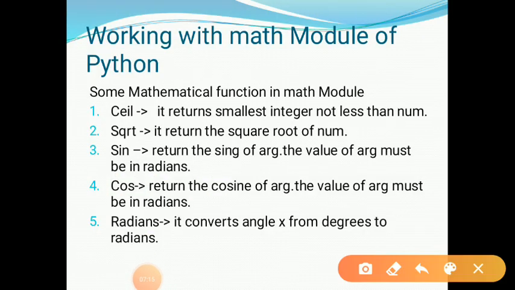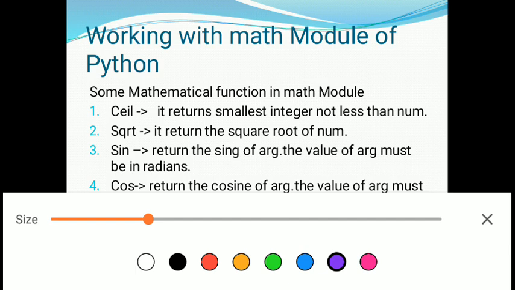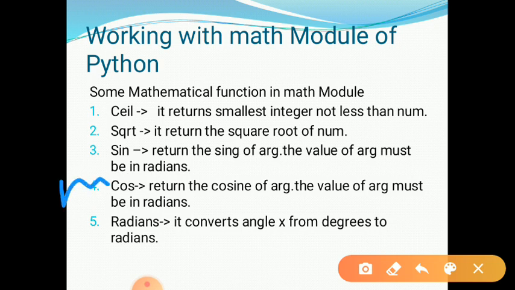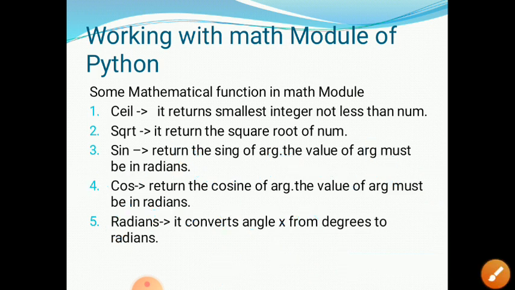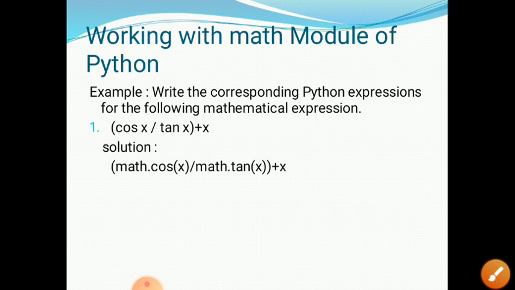So how will we give it? Math dot radians and an opening bracket, suppose I give 179.91, then it will return approximately 3.14, the radian value. It will be returned from that passed argument.